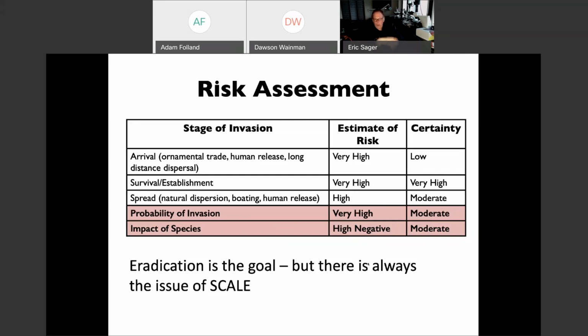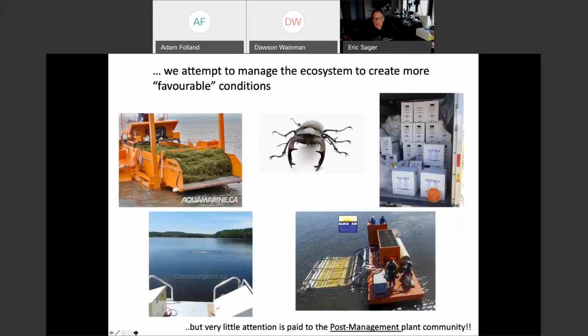Something like Eurasian milfoil, which is pretty much now ubiquitous across Ontario, but spreading in new lakes and causing lots of concern. They would never consider that sort of a step because it's expensive, but also because of the extent to which it's doable. And then, are you just creating a situation where you're going to have a reintroduction down the road? So our attempts are often justified by this notion of wanting to create something that is more favorable than what the invaded state looks like.